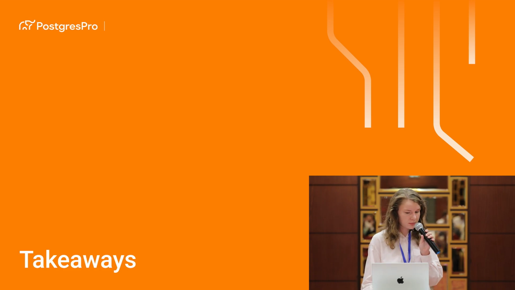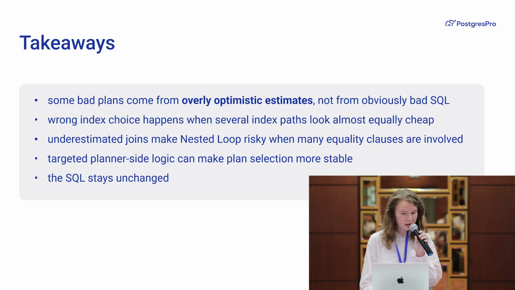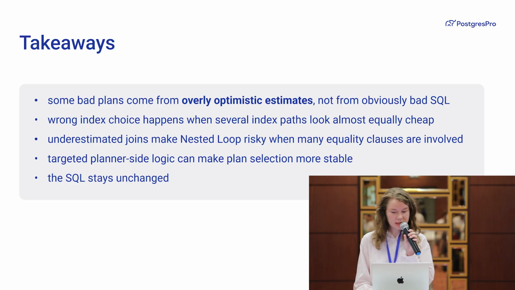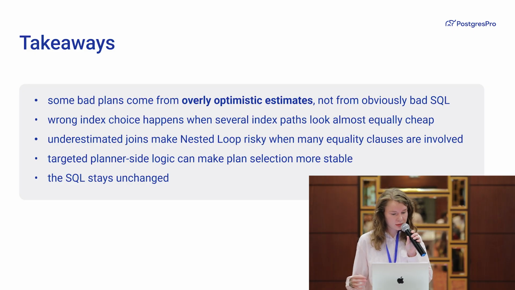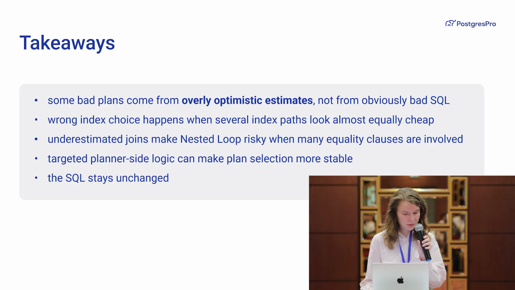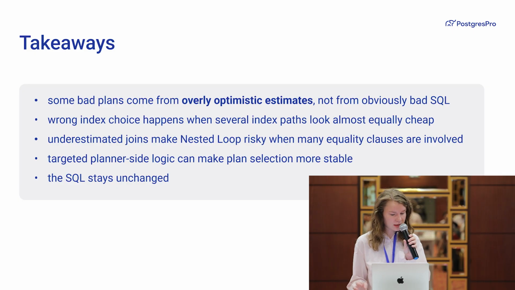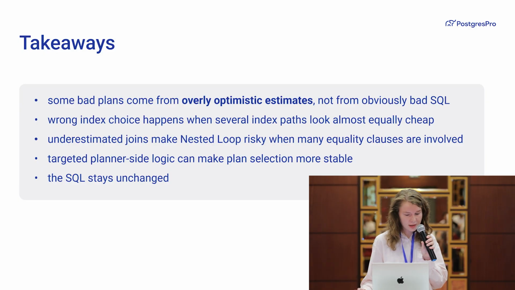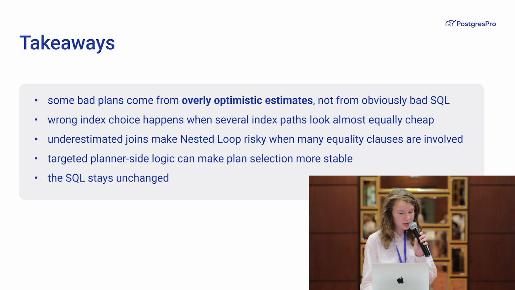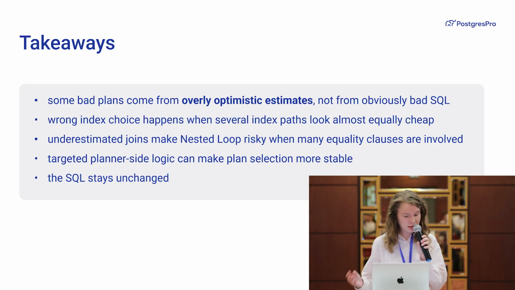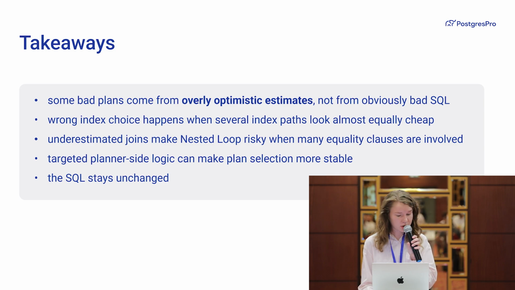Let's move to some takeaways. Some bad plans come from overly optimistic estimates, not from bad SQL. They happen because the planner underestimates the amount of work, and in the first case, we can see that it leads to the wrong index choice, and in the second case, it leads to a risky join strategy.